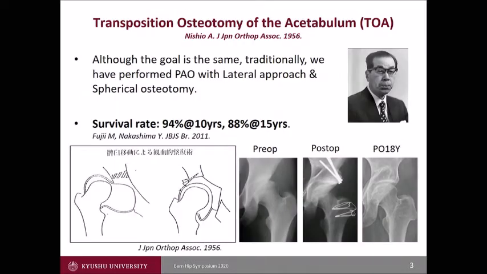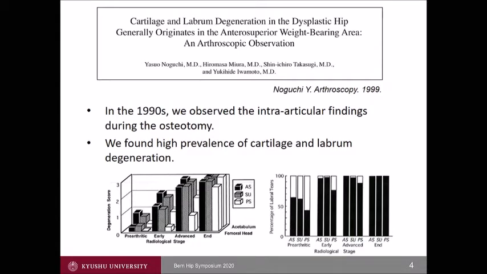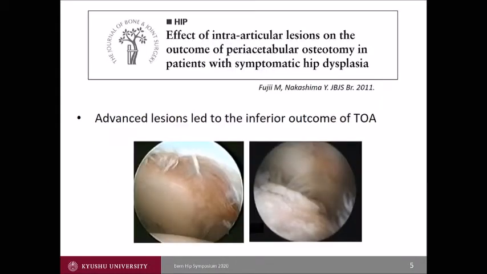Although the goal is the same, we have traditionally performed PAO with a lateral approach, named the transposition osteotomy of the acetabulum, TOA. Professor Nishio reported it in 1956. In the 1990s, we observed the intraarticular findings during the osteotomy, and we found a high prevalence of cartilage and labrum degeneration. We also reported that advanced lesions led to inferior outcomes of TOA.